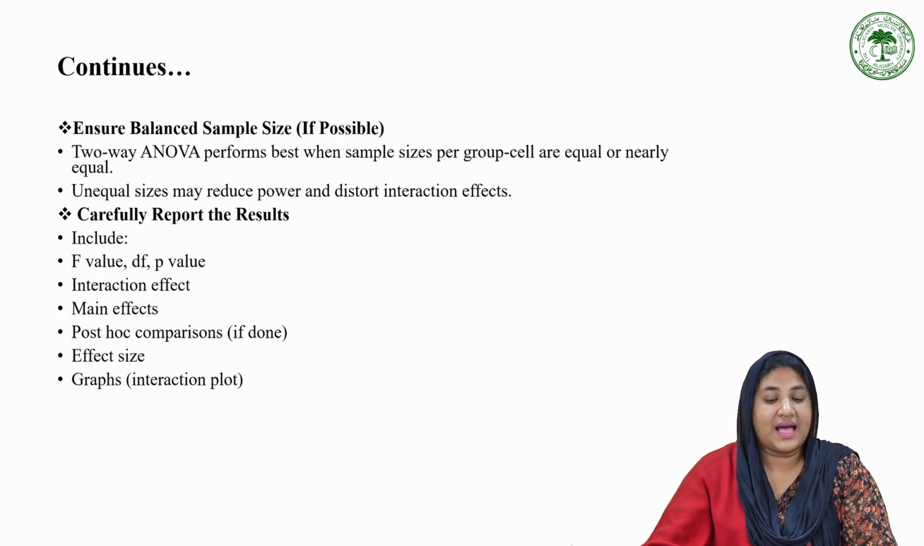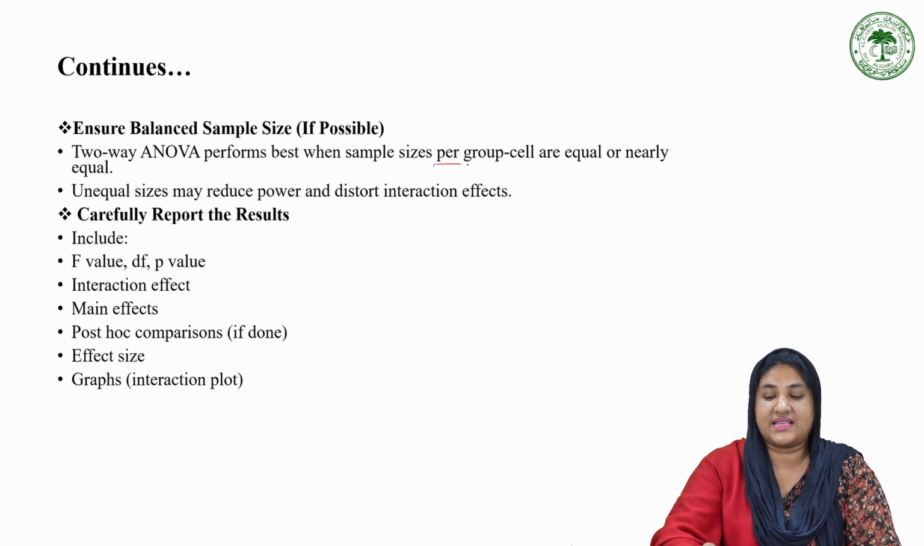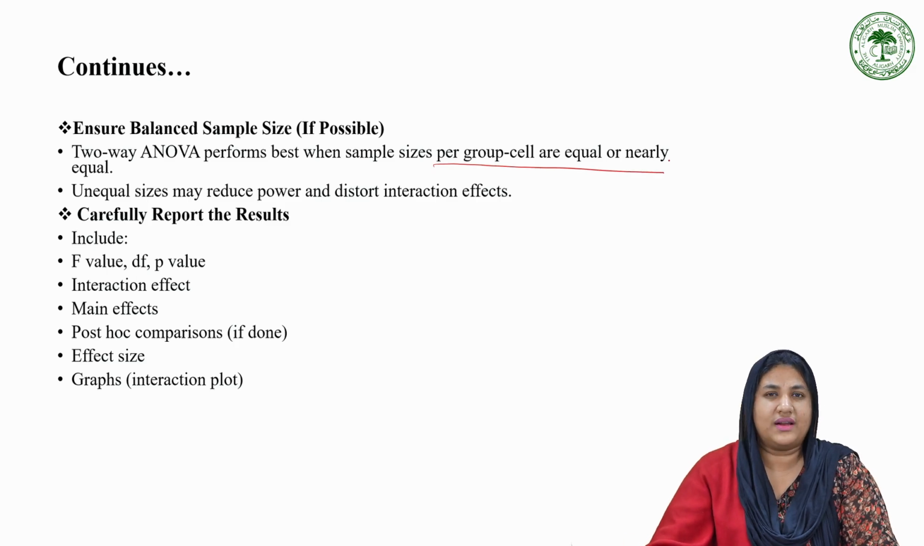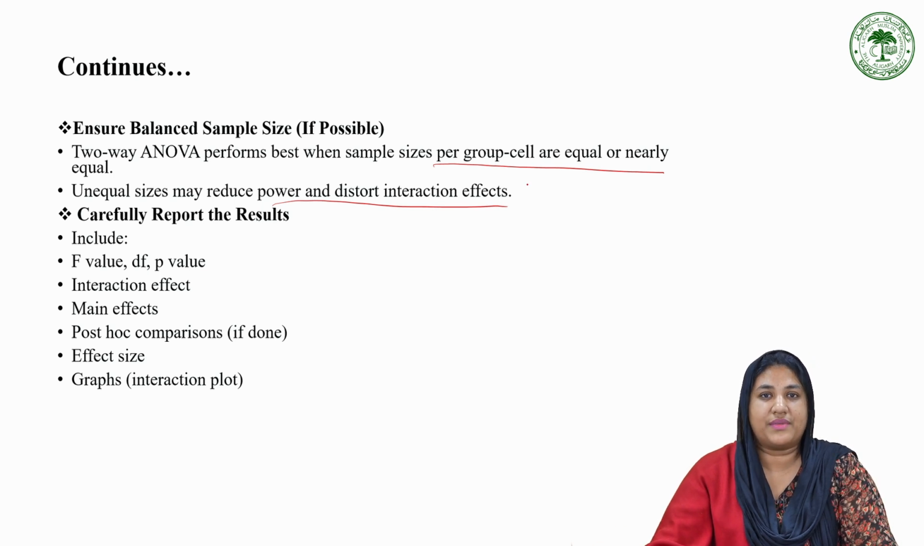You should ensure balanced sample size if possible. For example, two-way ANOVA performs best when sample sizes per group cell are equal or nearly equal, approximately or almost. If it is equal, it would give us better performance of two-way ANOVA. Unequal sizes may reduce the power, and also certain distorted information or interpretation with respect to the interaction effects may be given when there are wider unequal samples.